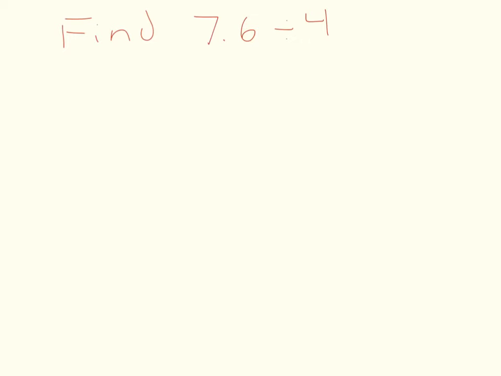Alright, so in this example we want to find 7 6/10 divided by 4. Now the first thing we're going to do is take 7 6/10, and because that's the dividend, we're going to put that inside of the bracket, or inside the house, as I sometimes say. So we have 7 6/10 divided by 4.